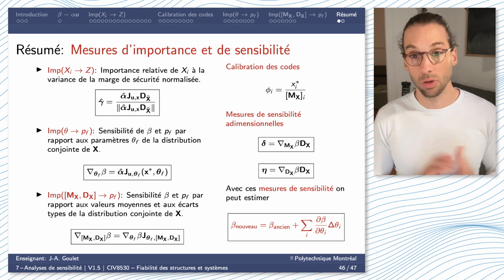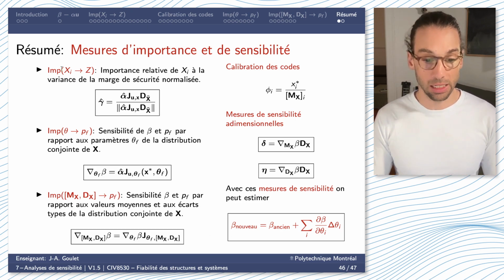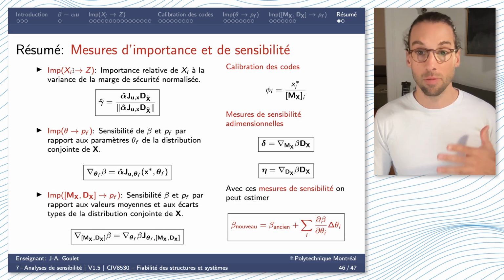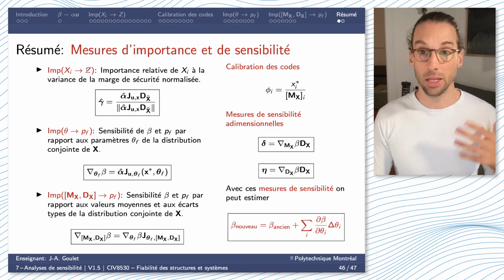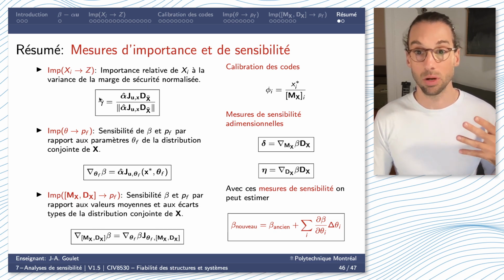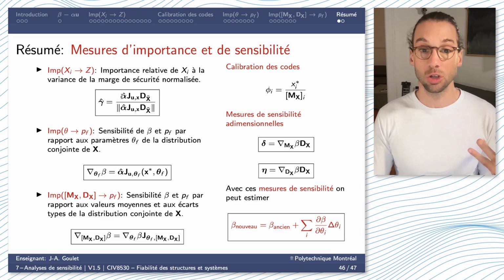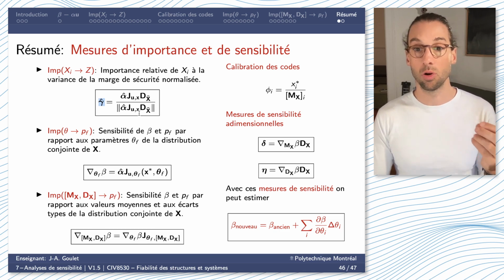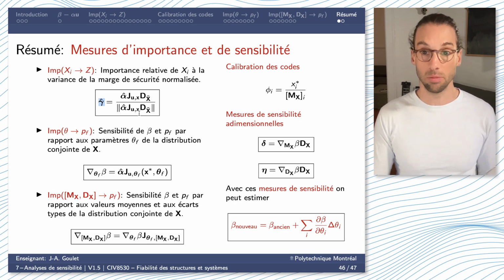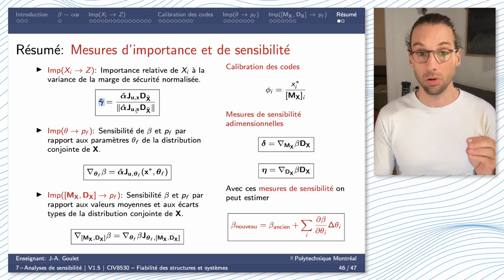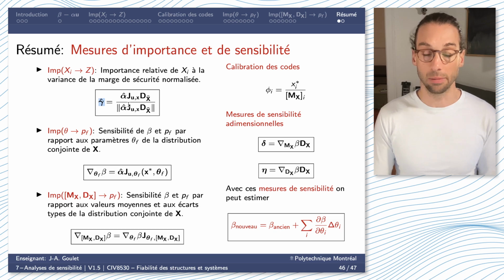So if we look at the summary of what we've seen in this module, we first looked at the importance measure of each of my individual random variables in my normalized safety margin. In the case where we have independent random variables, the alpha square was directly guiding us into which variable is more important. In the case where we have dependency, we need to look at that modified gamma hat sensitivity measure. That's going to give us the relative importance of each variable in my normalized safety margin. And we can interpret the sign of this quantity, meaning if it's negative, it's going to contribute to capacity, positive, going to contribute to the demand.